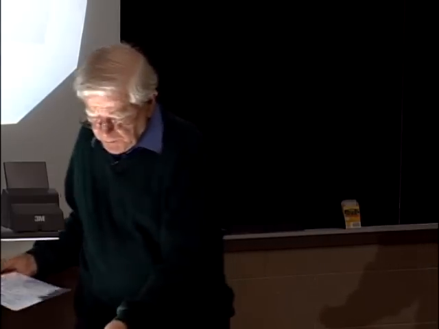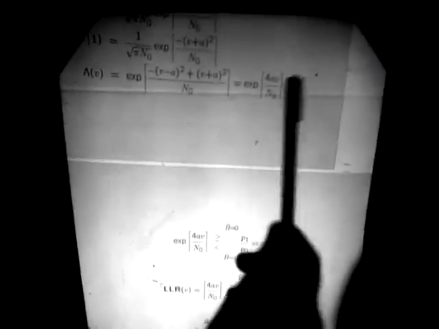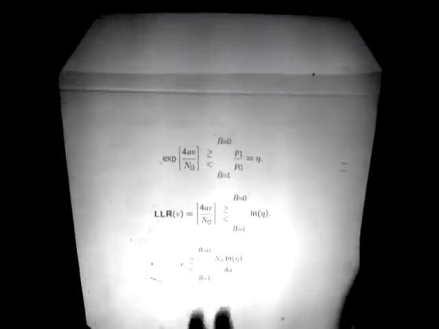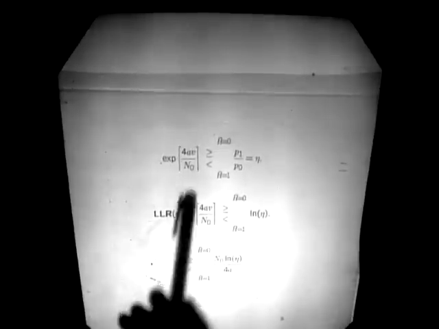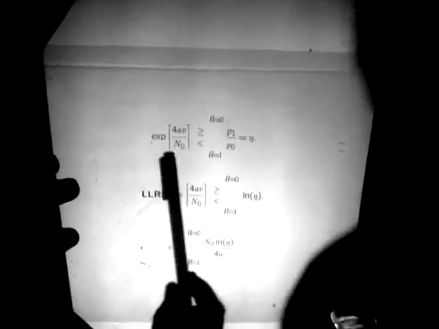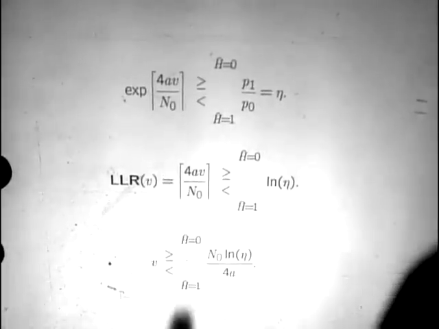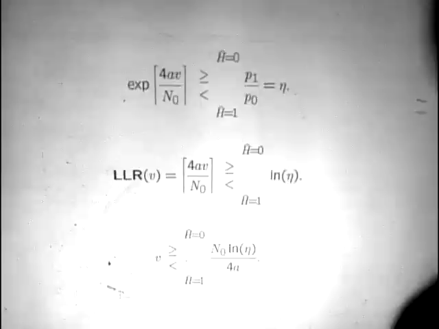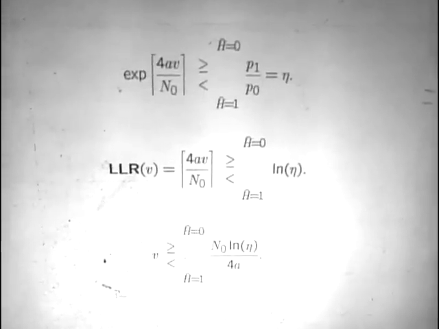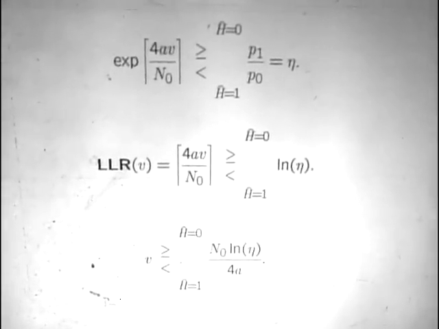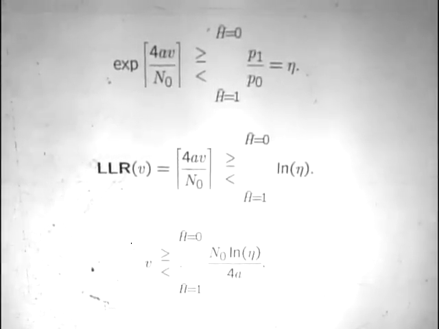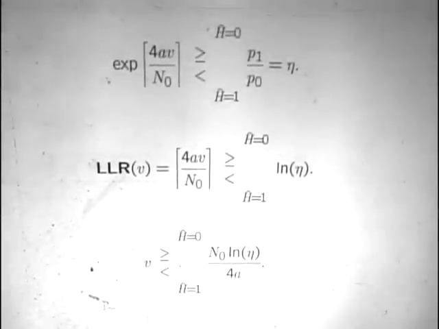Okay, so to do a little more of the arithmetic, this is the likelihood here, e to the 4av over n0. So our rule is you compare this likelihood to the threshold, which is p1 over p0, which we call eta. And you look at that for a while and you say, gee, this is going to be much easier to deal with if instead of looking at the likelihood ratio, I look at the log likelihood ratio.